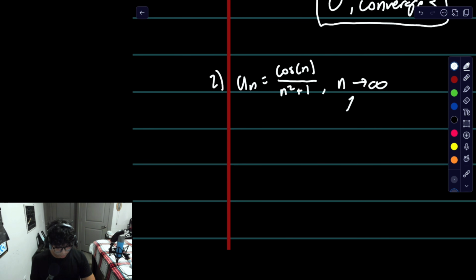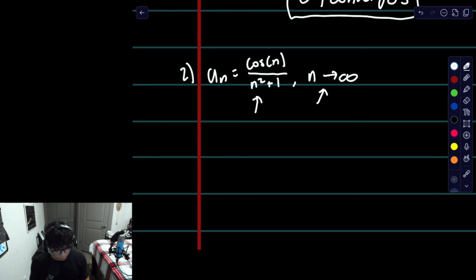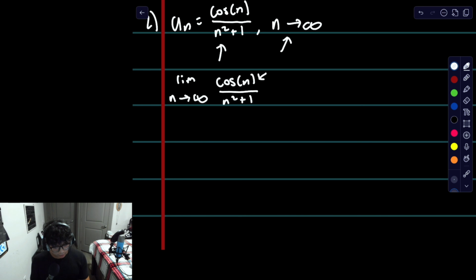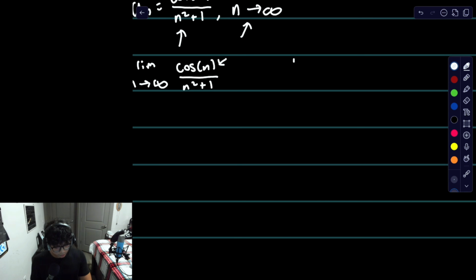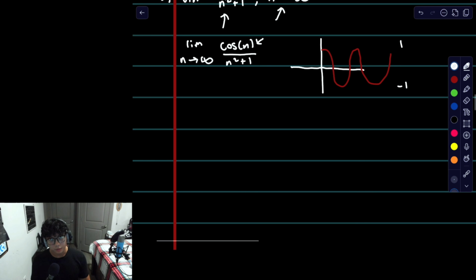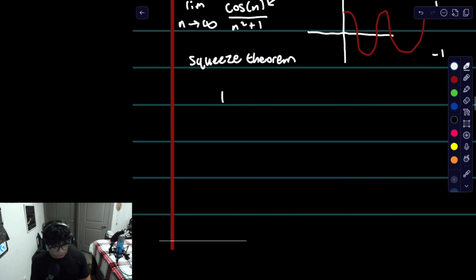So again, our n is approaching infinity, and we have a cosine of n over n squared plus 1, so let's find that limit. Now when we plug in infinity in our cosine of n, what's interesting is the graph will constantly oscillate, meaning we are always bounded by -1 and 1. And because of this bound, we will use squeeze theorem. Now the first thing we need to do is to establish our bounds, which is -1 being less than or equal to cosine of n being less than or equal to +1.